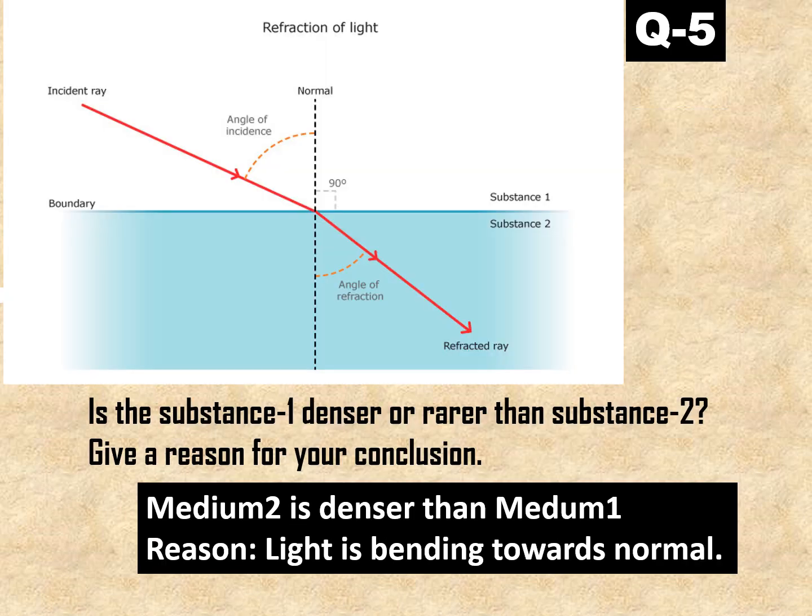Answer to question number 5. Because the light ray bends towards the normal, medium 2 is denser than medium 1. Angle I is greater, so light speed is greater, which means it is a rarer medium. Angle R is smaller, so light speed is lower, which means it is a denser medium. To remember this, note that the greater angle of the light ray with the normal means the greater is its speed and hence lower is the optical density.